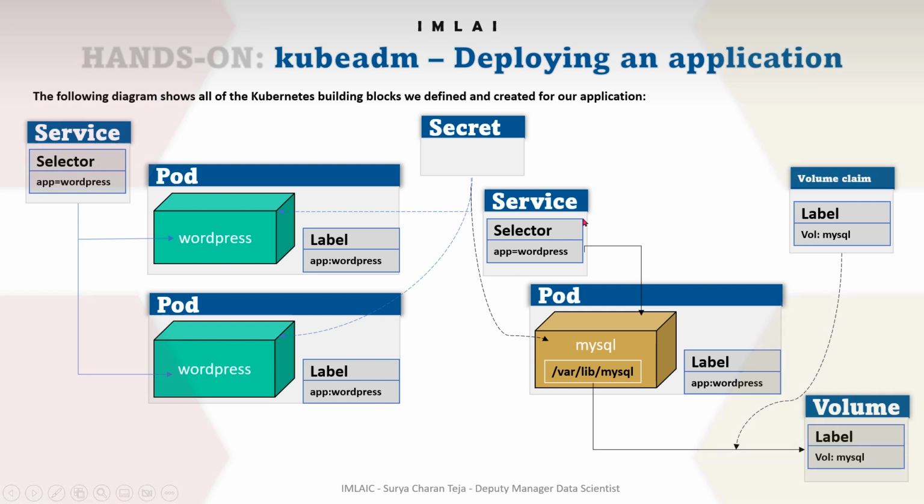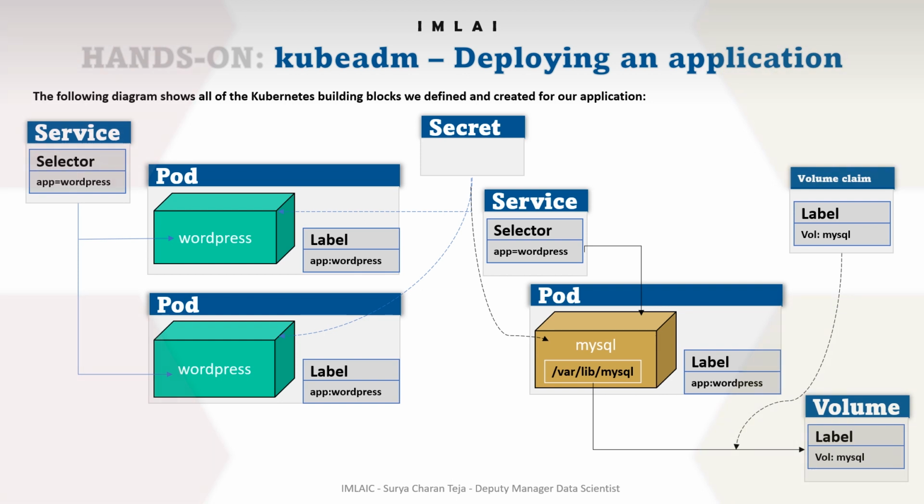Obviously, you can create two services, one for MySQL and a second one for the WordPress service selector. So basically the point here is the MySQL service is used to connect the MySQL database with the WordPress application, whereas the service which is used with the WordPress application is used to expose this WordPress application to the external or outside network.